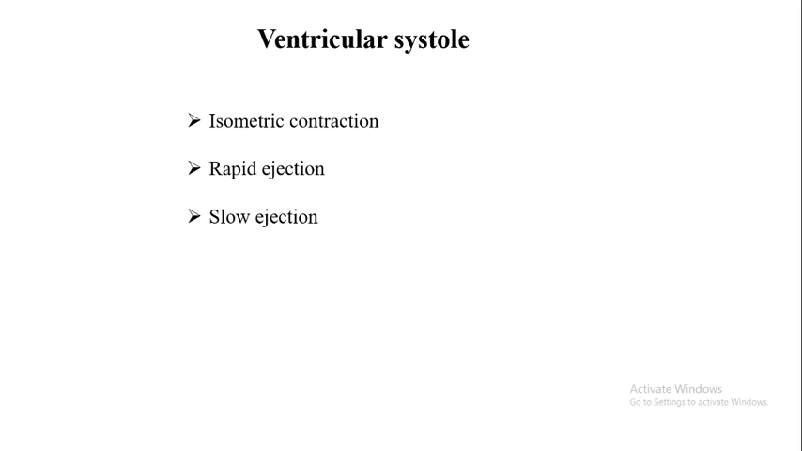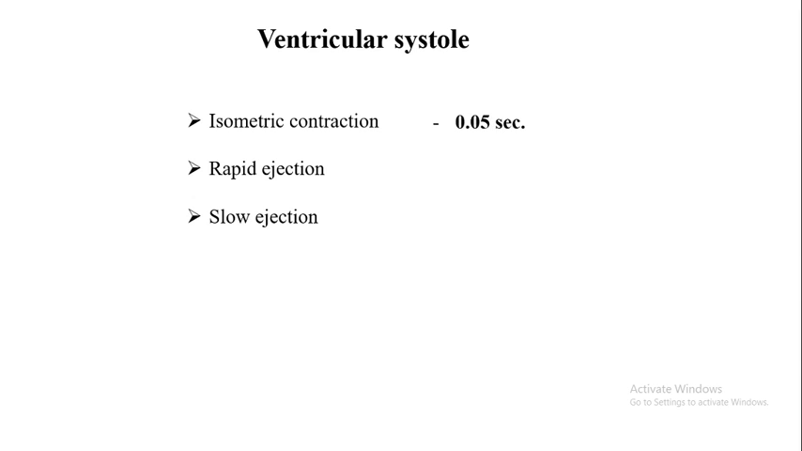So before the actual contraction of the ventricle, after closure of these AV valves, 0.05 second is spent. It is wasted there, a time when there is no contraction and no passing of blood. That time is called the isometric contraction phase. The isometric contraction phase is carried out in 0.05 second.